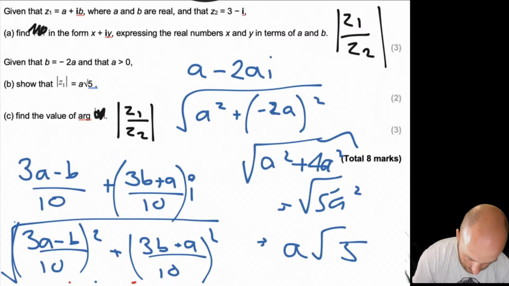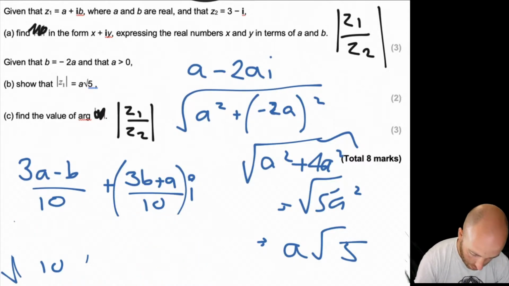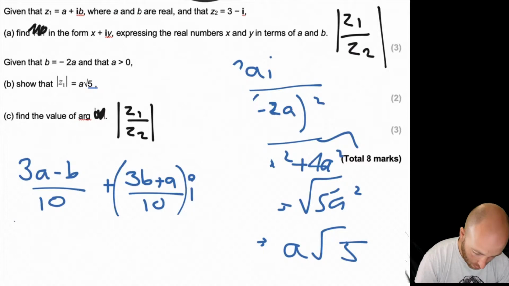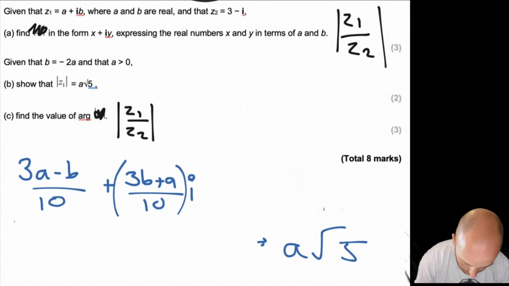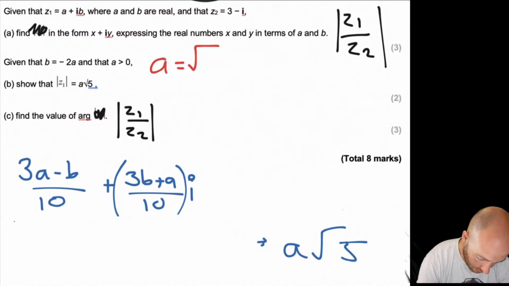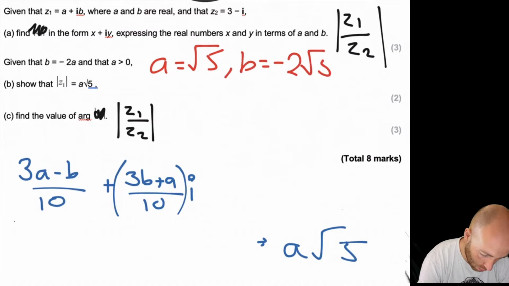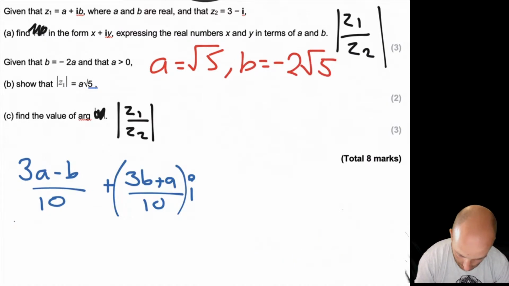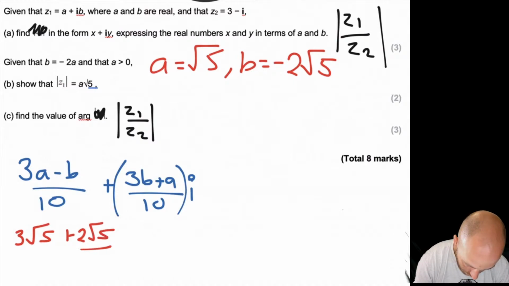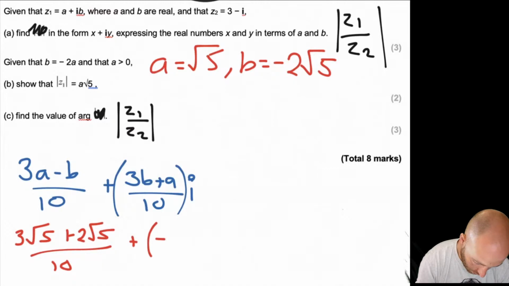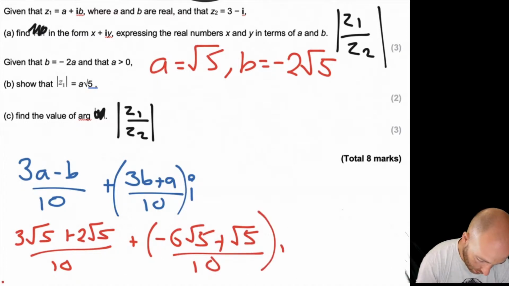Okay, and then find the argument of Z1 over Z2. Well, Z1 over Z2 is this thing we found up here. We know that A is root 5, so therefore I can find B, because B is minus 2A. So A is root 5, B is minus 2 root 5. That was my Z1 over Z2. If I put those values in, we get 3 root 5 plus 2 root 5 over 10 plus minus 6 root 5 plus root 5 over 10 i.